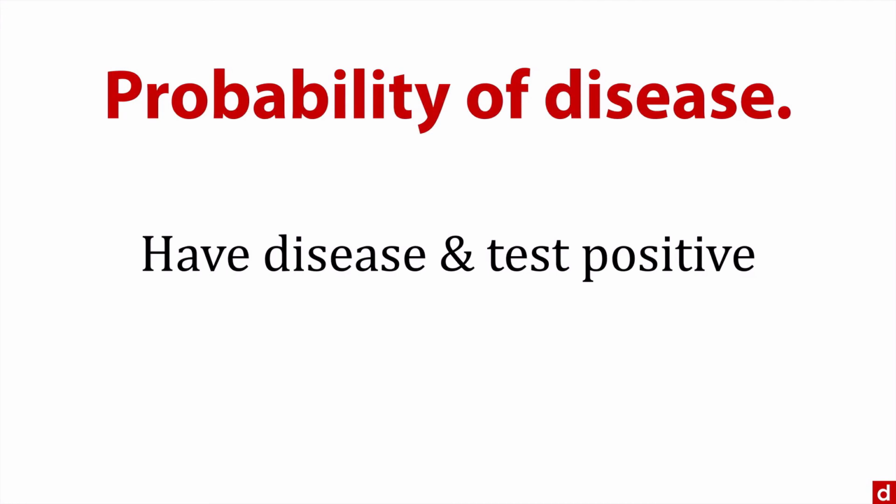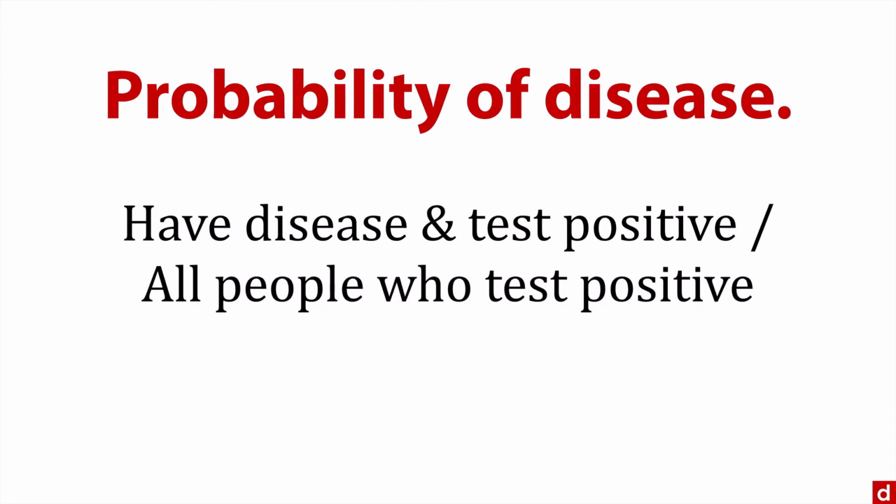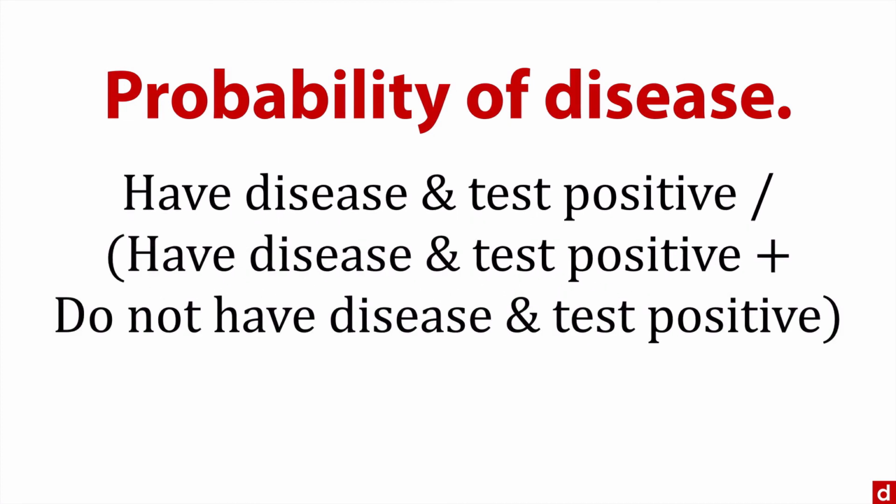So we have what percentage have the disease and test positive, and then divide that by all people who test positive. And that bottom part's made up of two things. That's made up of the people who have the disease and test positive and the people who don't have the disease and test positive. Now we can take our numbers and start plugging them in.